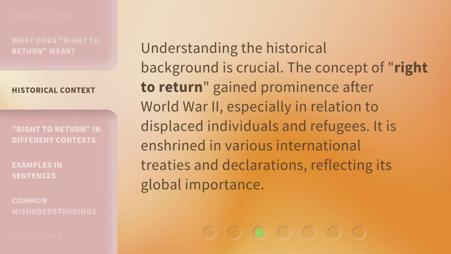Understanding the historical background is crucial. The concept of right to return gained prominence after World War II, especially in relation to displaced individuals and refugees. It is enshrined in various international treaties and declarations, reflecting its global importance.